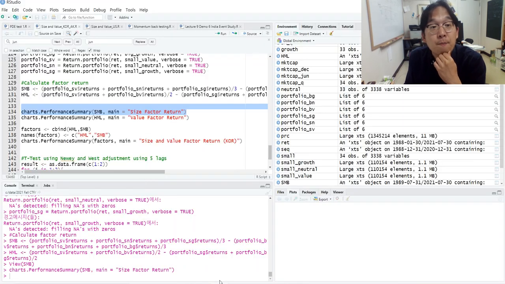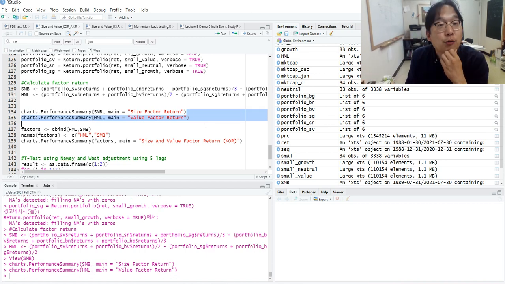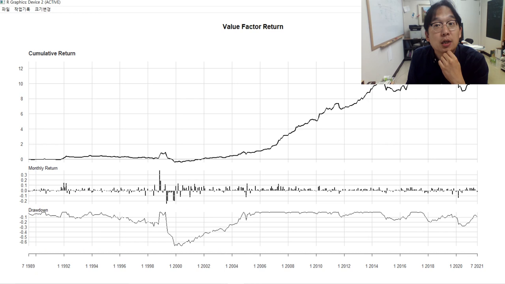Anyway, and then the next chart is this one. Value factor, how did it perform? Show me the picture. Yes, over here.